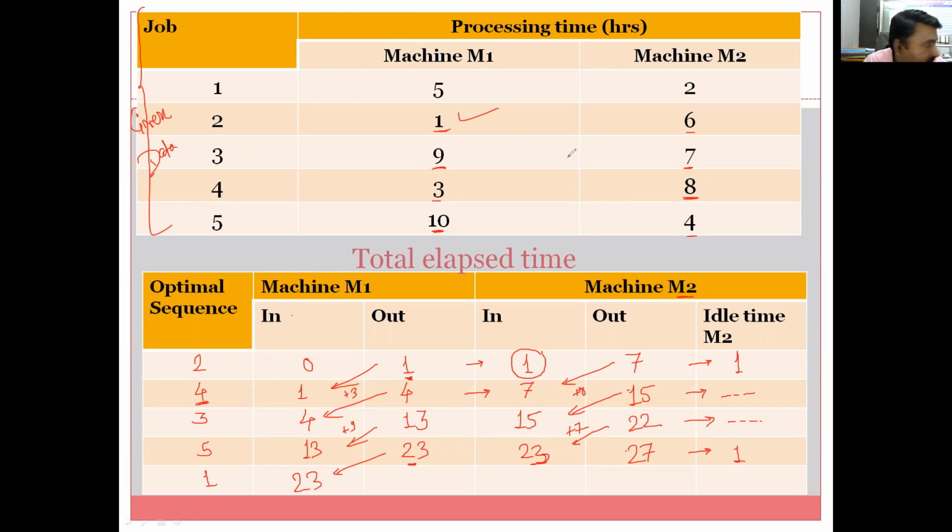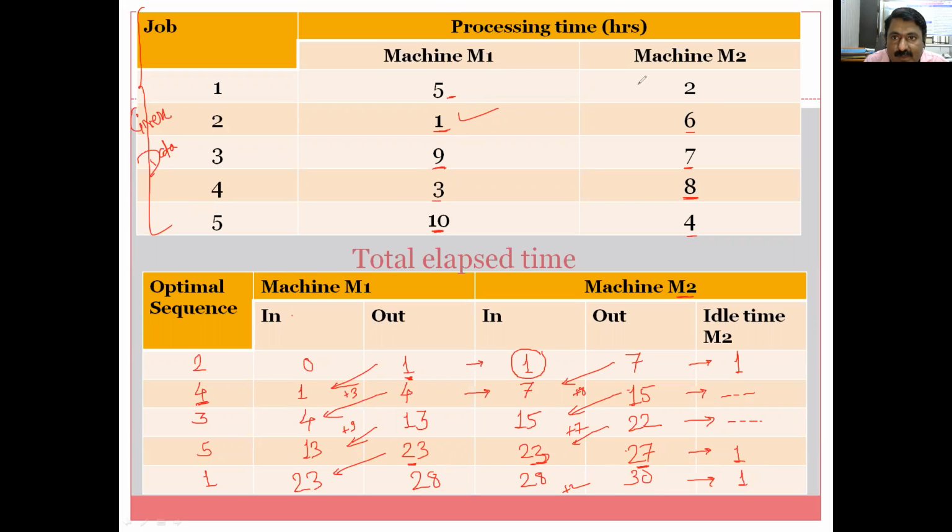Then what is the last job remaining? Job number 1, the time is given 5. So I can say here 28 hours. 28 hours the job will be ready, but the machine is free after 27 hours. So 1 hour again it has to wait. Okay, so this 28 I will take further, and processing time here 2. So plus 2, I will take as 30.